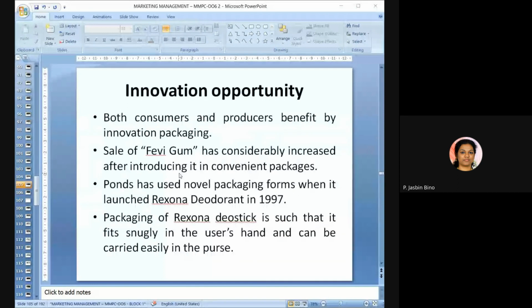Next one, innovative opportunity. Both consumers and producers benefit from innovative packing. For example, for the sale of Fevigum, only after a convenient packing method was introduced by the company did the sales of Fevigum increase. Similarly, Pond's has novel packing forms, then Rexona, Dettol, and so on. So based on the packing, consumers are willing to purchase such products.